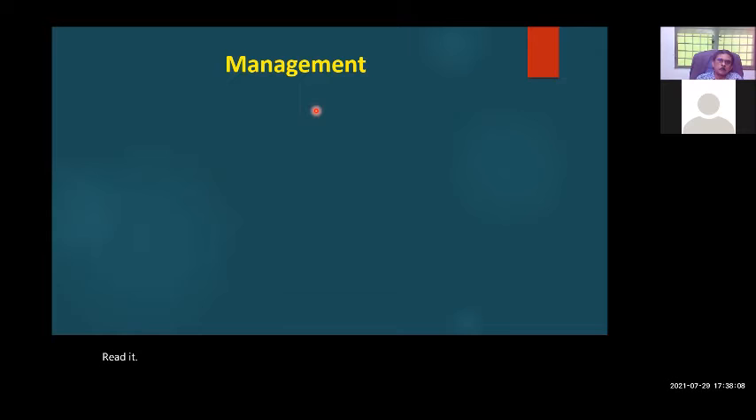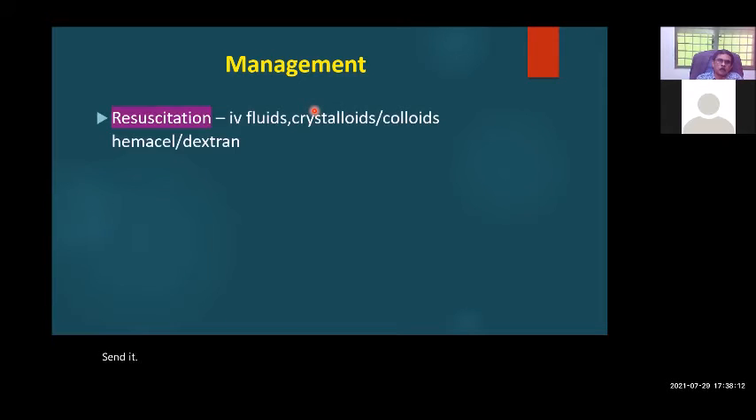Next, we come to the management of lower GI bleeding. First, resuscitation. As in all cases of bleeding, initial treatment is resuscitation. Replacement of IV fluids and electrolytes. Sometimes you may have to give crystalloids, colloids like Haemaccel or dextrans, especially for those with signs of shock.